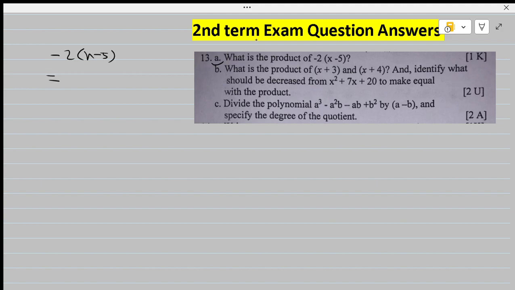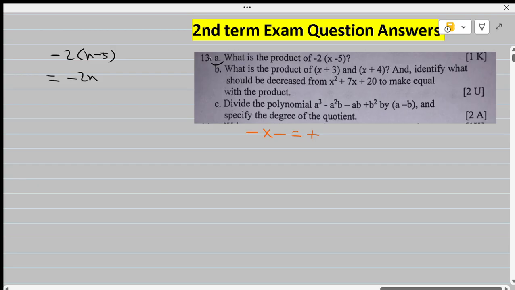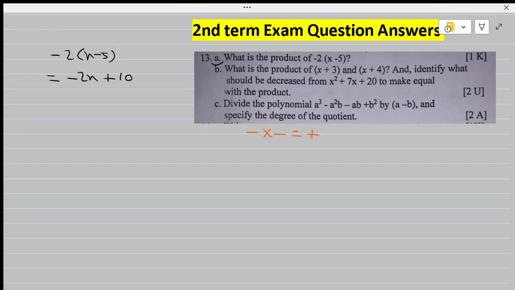By minus 2 we have to open: minus 2 into x is minus 2x, and minus 2 into minus 5. Here we should be very careful. Minus into minus will result in plus, so be careful with this. Minus into minus is plus, and 2 fives are 10. So that's it. So solve number A.